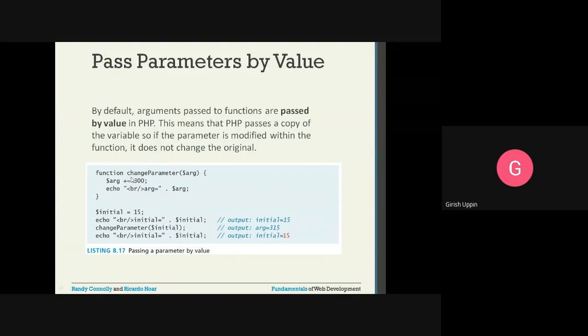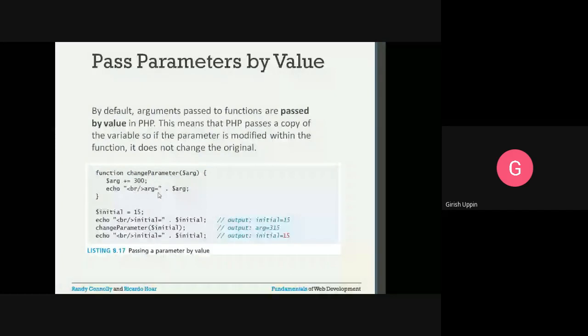For example, we have a function changeParameters and we are passing the argument here. The argument is equal to the argument plus 300, so we are adding 300. Then echo, we have a break, arg is equal to, where the dot is concatenate, and whatever the new value is after adding 300, that is given to the browser. Then $initial is 15. Then echo br.